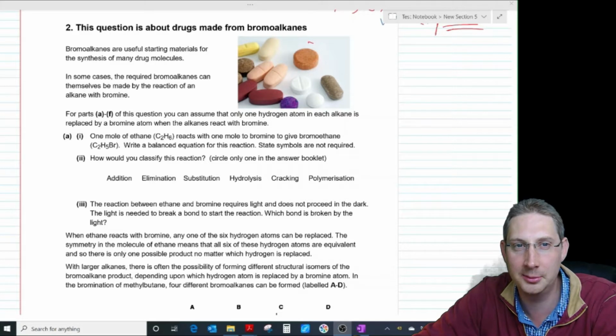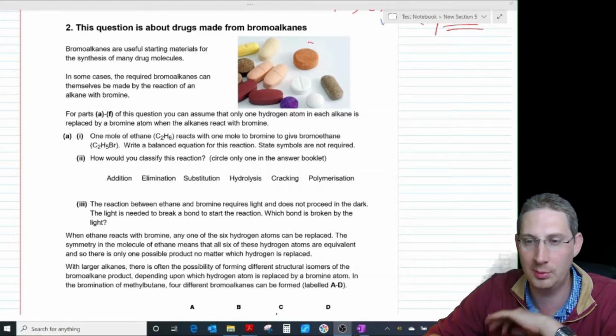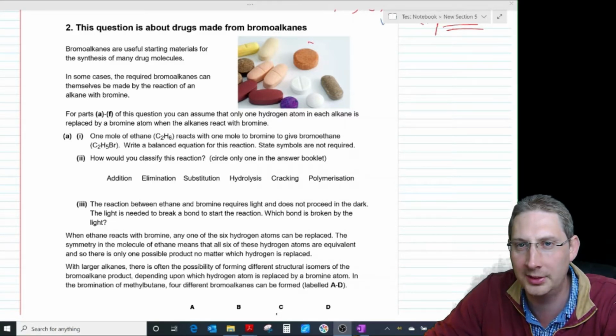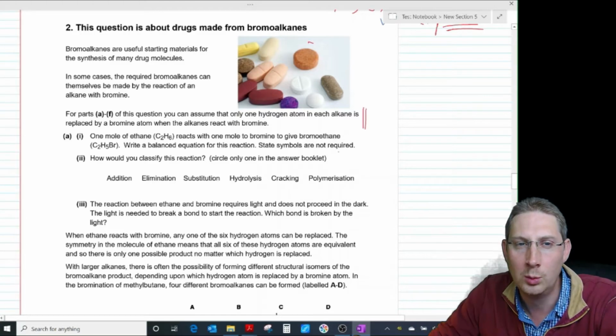Bromoalkanes are useful starting materials for the synthesis of drug molecules. In some cases, the required bromoalkanes can themselves be made by the reaction of alkane with bromine. For parts A to F in this question, you can assume that only one hydrogen atom in each alkane is replaced. Okay, that's probably going to help us here. 1 mole of ethane reacts with 1 mole of bromine to give bromoethane. Write a balanced equation for this reaction. State symbols are not required.